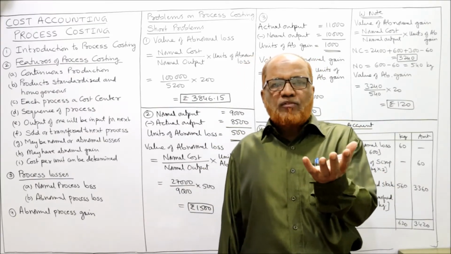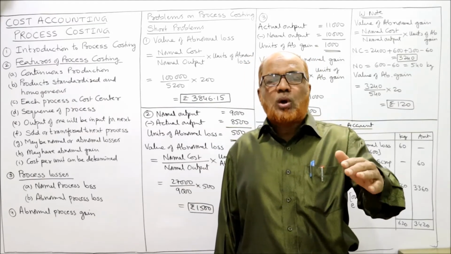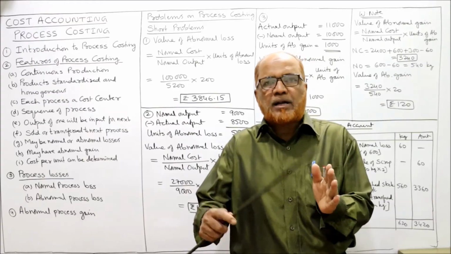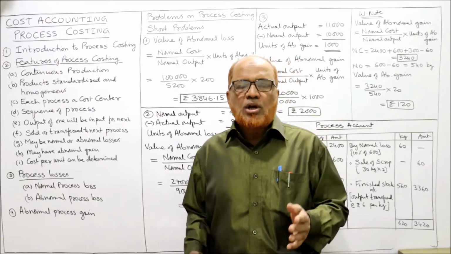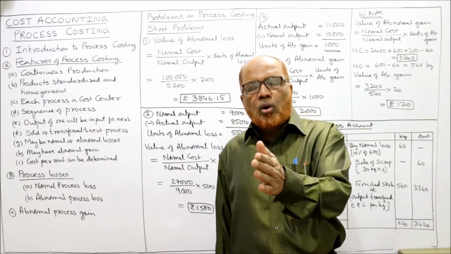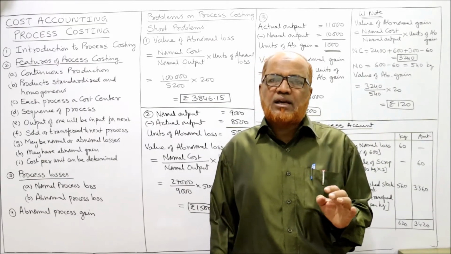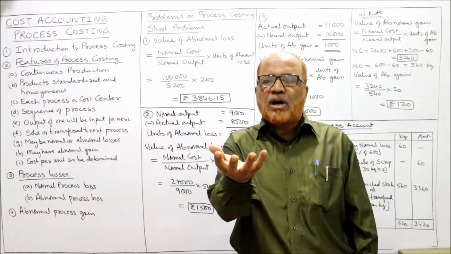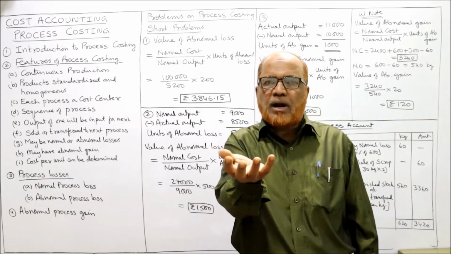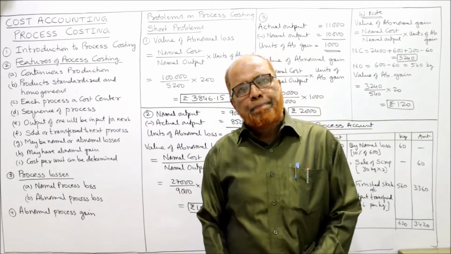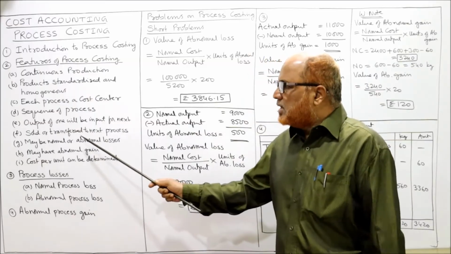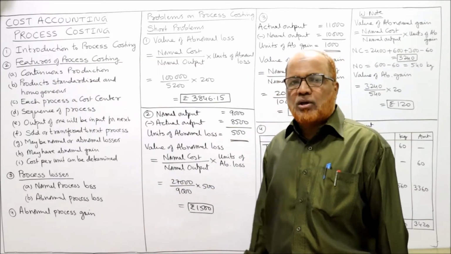Sometimes the output of a particular process may be sold at there itself and some part may be transferred to next process. Normally what will happen, the whole output will be transferred to next process, but some industries are there where a part of the output will be sold and other part of the output will be transferred to the next process. Next one may be normal or abnormal loss.